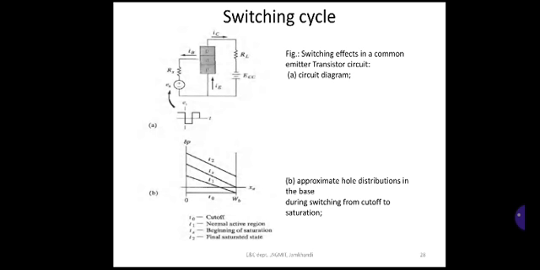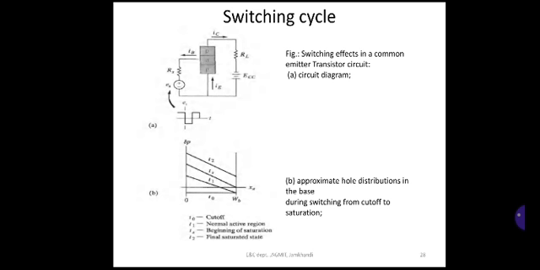Then T1 shows the normal active region, TS shows the beginning of the saturation, and finally T2 shows the final saturated state. So these are the terms that are used: T0, T1, TS and T2. Cutoff region, normal active region, then beginning of the saturation and final saturated state. We have discussed the beginning and final saturated state previously. The same thing is shown here with all the different regions. So the various mechanisms of the switching cycle are shown here.